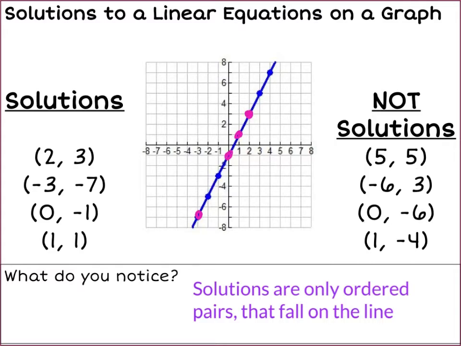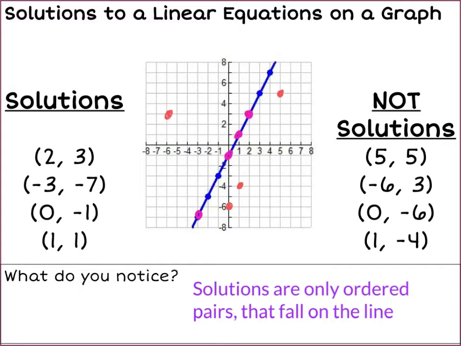So (5, 5) is over here, not a solution. (-6, 3), not a solution because it's not on the line. (0, -6), also not on the line. And (1, -4), not on the line. So since those points are not on the line, they are not solutions to our linear equation.